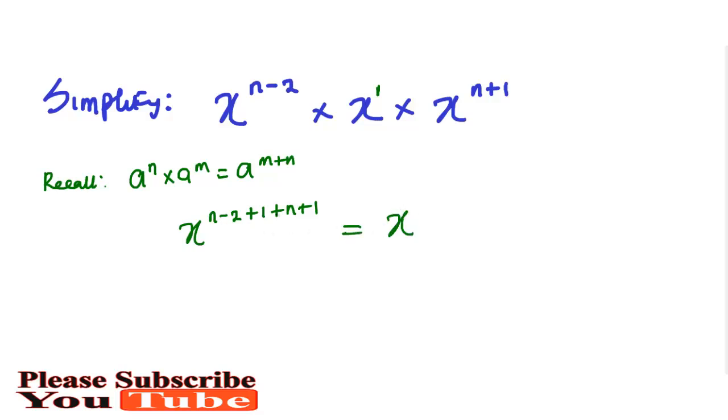And this will return x raised to the power of... If you collect the like terms of the power, this is n, that is n plus n, then minus 2 plus 1 plus 1. That will give us x raised to the power of 2n, right? 1 plus 1 is 2, minus 2 plus 2 is 0. So plus 0. So the final answer is x raised to the power of 2n.